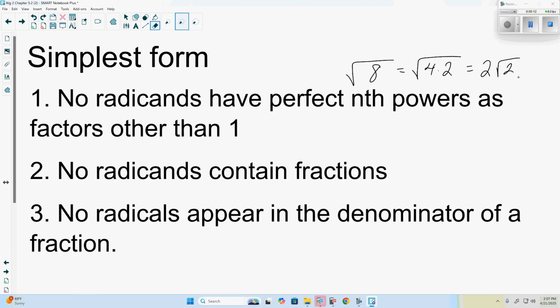Essentially, a fraction form of this first one is saying that the answer is 8 halves. We don't leave something as 8 halves. We just say it's 4. If it can reduce, we need to reduce it. Second one, no radicals or radicands can contain fractions. We can't leave something as a square root of 2/5. We can't have a fraction inside the radical. And the last one is we cannot have a radical in the bottom of a fraction. And again, we had these on Friday. I'm reiterating, these are simplified forms.